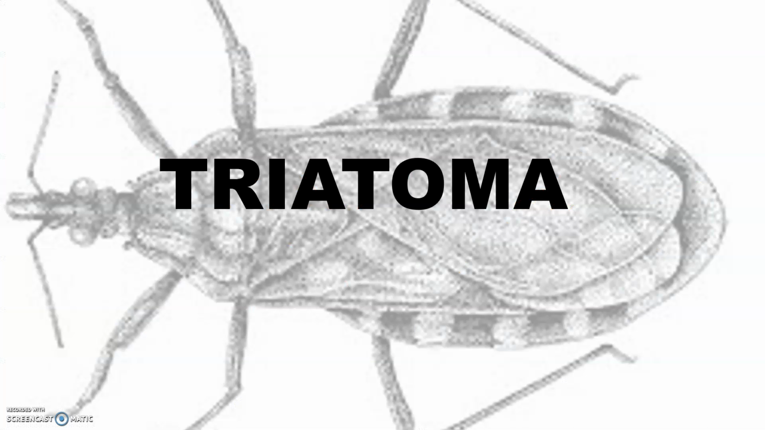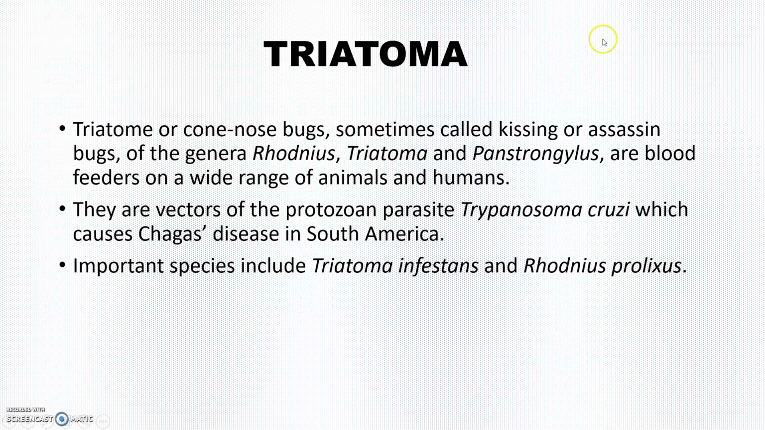So next species is the Triatoma species. Triatoma. This is belonging to the family Reduviidae. So always called as Reduviid bugs. So Triatoma, that is the cone nose bug or the kissing or the assassin bugs. And they are the vectors of the protozoan parasite, that is Trypanosoma cruzi, which cause the Chagas disease in South America. So which is very important.